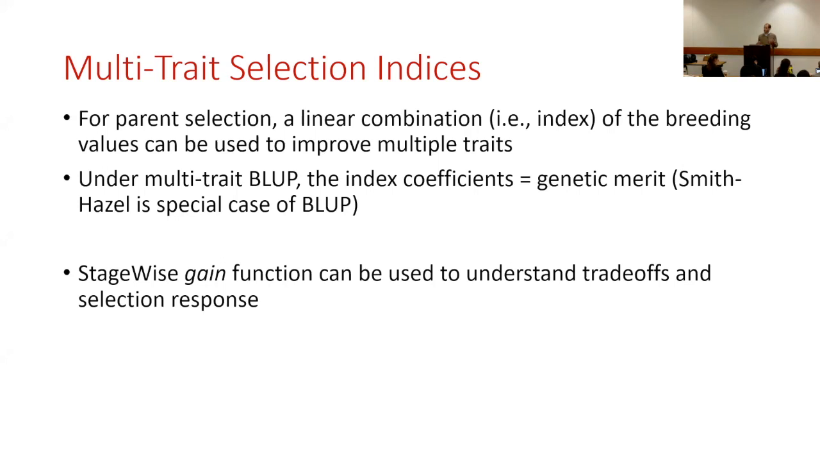For those of you who know the Smith-Hazel index, that's actually a special case of BLUP. So by doing BLUP, you've already taken care of all those complex covariances that go into that calculation.